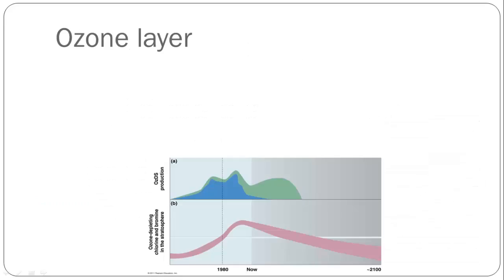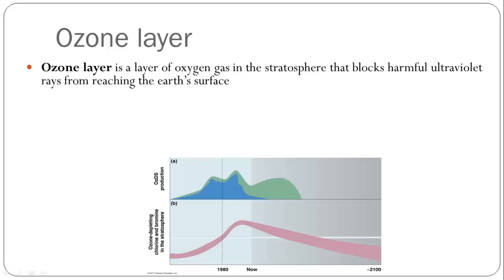So another area in the atmosphere which is prone to damage by pollutants is the ozone layer. And what the ozone layer is, is three oxygens bound together in the stratosphere, and it acts as a barrier against ultraviolet rays from reaching the Earth's surface.